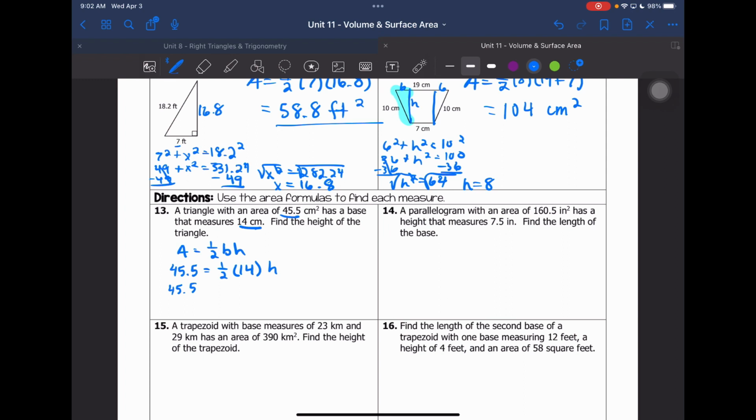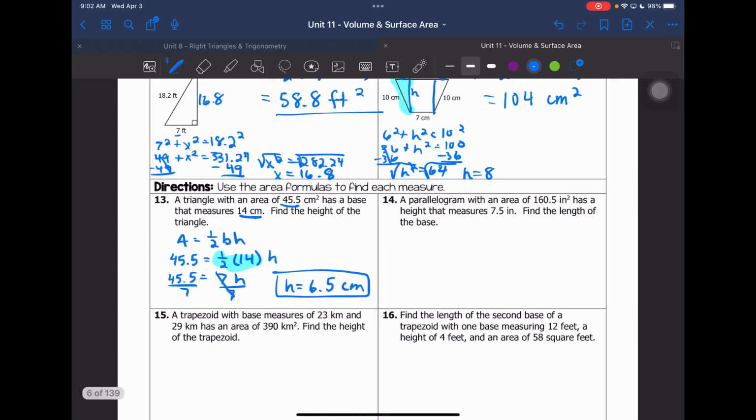So we would kind of simplify it. 1/2 times 14 is just 7, so we would have 7h. And then to get h by itself, we just have to divide by 7. So the height is equal to whatever 45.5 divided by 7 is, which is 6.5 centimeters. And that's our answer. So it's kind of doing the same thing that we were just doing, but in reverse. We have to solve for a variable.